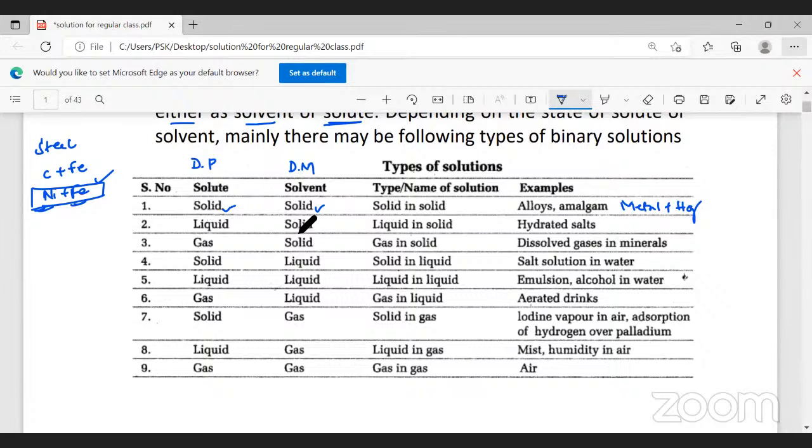Next, you can see the solvent is a solid and the solute is a liquid. The name of the solution is liquid in solid. Hydrated salts. When I say hydrated salt, copper sulfate dot 5H2O, we write. This is a hydrated salt. Water, a liquid, is present in copper sulfate in a small amount. So liquid is present in a solid. Therefore, that kind of solution is called liquid in solid. An example for that is hydrated salt.